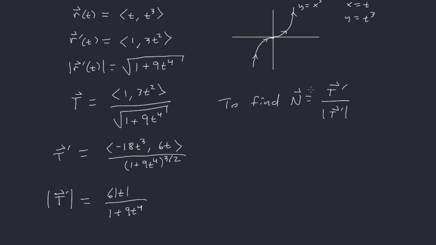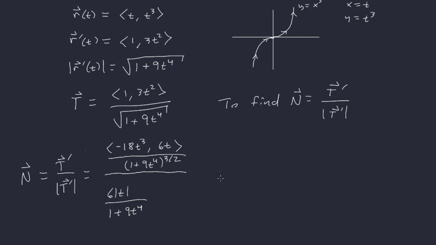Now, we have everything we need for n. It's going to be T prime over the magnitude of T prime. So n will be T prime divided by this. Actually, it might just be easier to say that n is T prime over the magnitude of T prime, which is equal to this. So it's this vector divided by this magnitude.